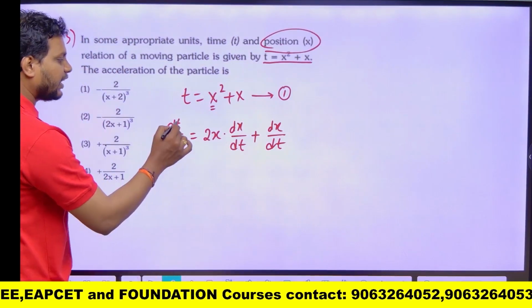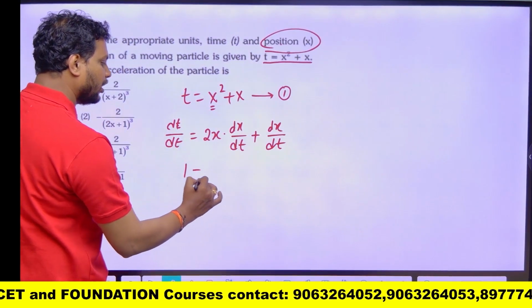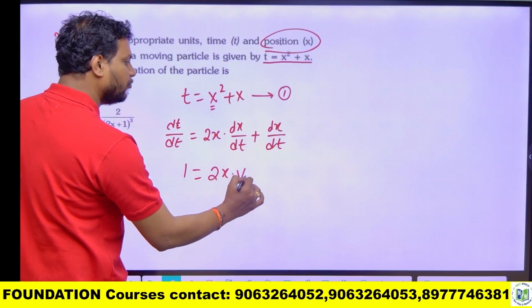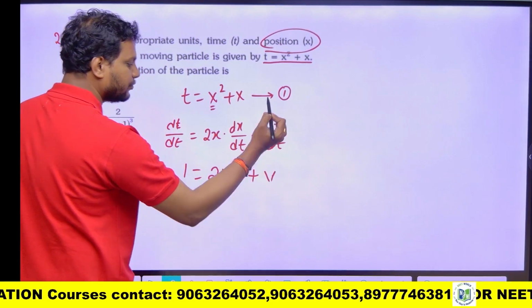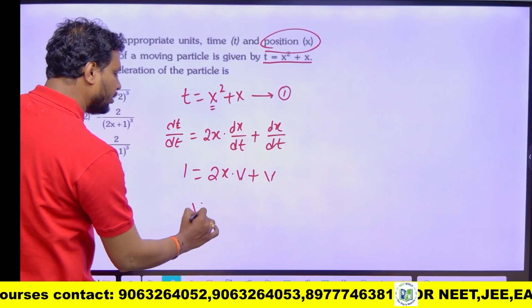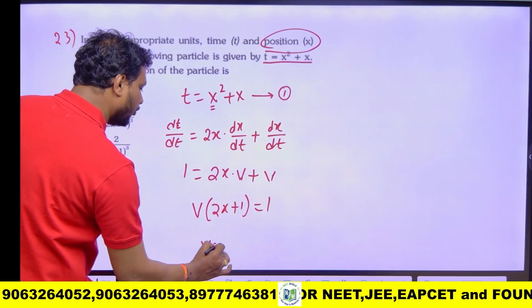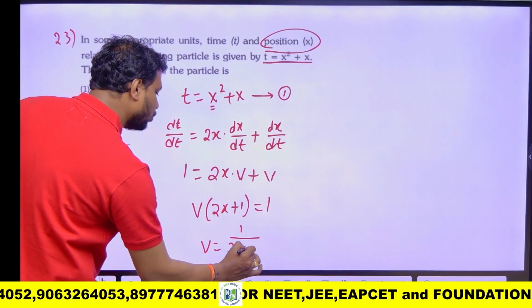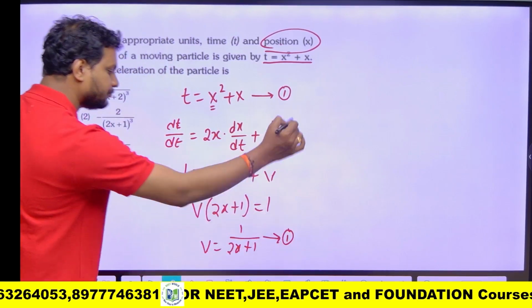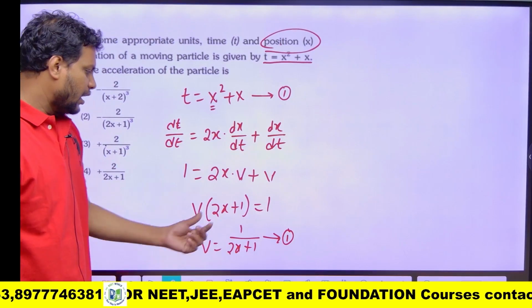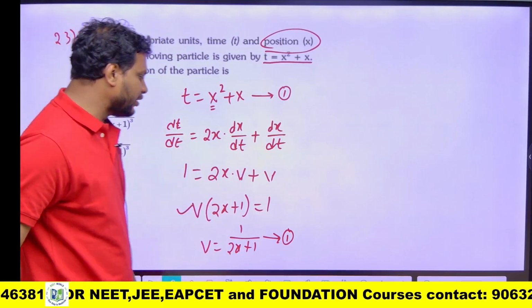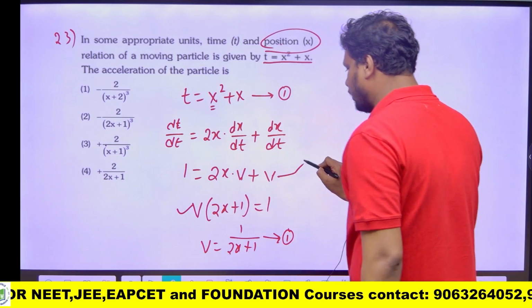So dt by dt is 1, then 1 is equal to 2x into v plus v, because dx by dt is v. Then we can take v as common. If you take v as common, this is 2x plus 1, which is equal to 1, or v is equal to 1 by 2x plus 1. This is the velocity.